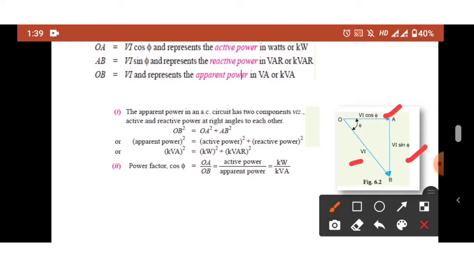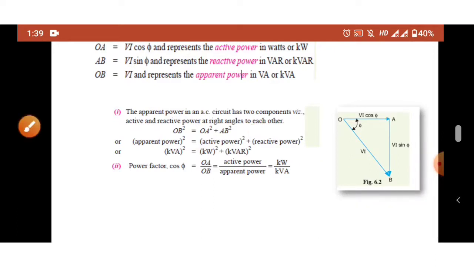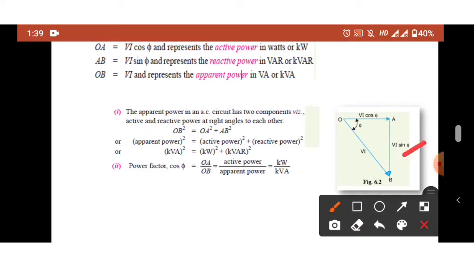So from this triangle we will get OB square is equal to OA square plus AB square. That is, apparent power square is equal to active power square plus reactive power square. Taking cos phi from this power triangle, we will get power factor cos phi is equal to active power by apparent power, that is kW by kVA. So as I said earlier, we have to reduce this reactive component so as to obtain higher power factor.